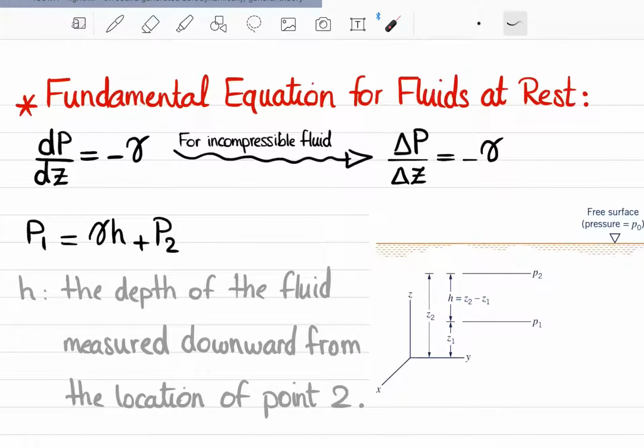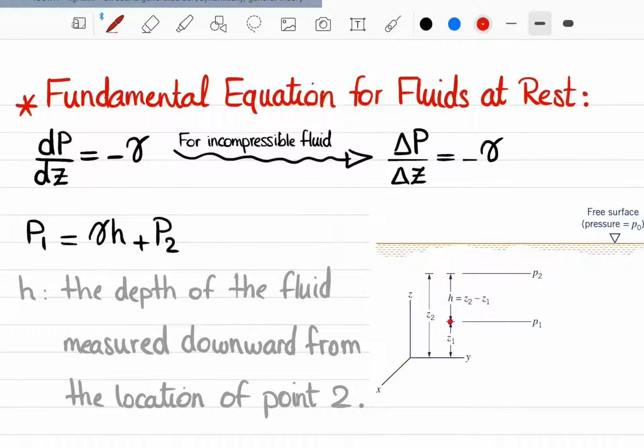The fundamental equation for fluids at rest is dP over dz equals minus gamma, where P is the pressure, Z is the elevation, and gamma is the specific weight. For an incompressible fluid, we can write it as the pressure difference between 2 points divided by the elevation difference between those 2 points is equal to minus gamma, which is the specific weight of the fluid.